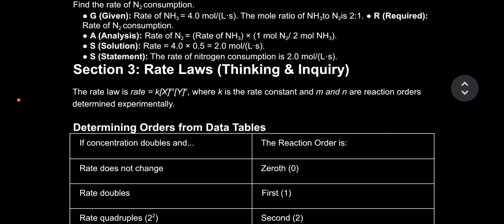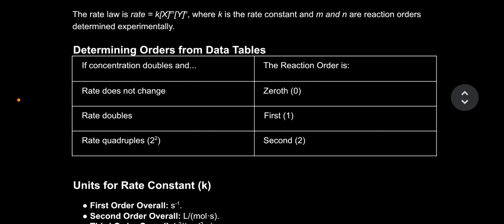Rate law: the rate law is rate equals k[X]^m[Y]^n, where k is the rate constant and m and n are the reaction orders determined experimentally. Determining orders from data tables: if concentration doubles and the rate does not change, then the reaction order is 0. If concentration doubles and rate doubles, the reaction is first order. If concentration doubles and rate quadruples, the reaction order is second.